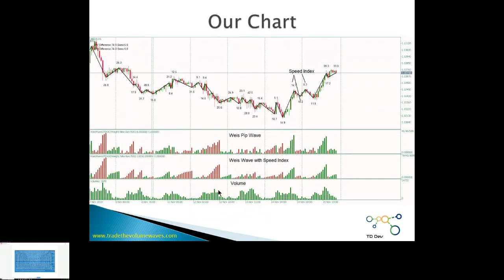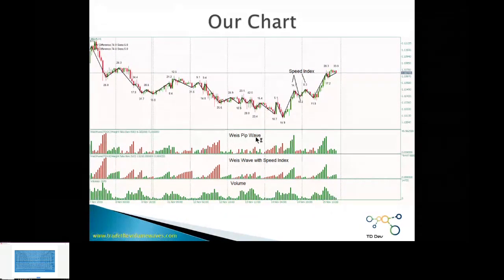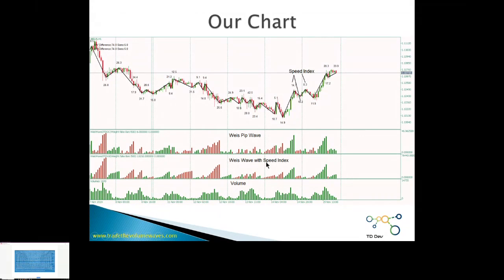So our chart when trading will look something like this. This is the price chart. This is the Weis PIB wave. This is the Weis wave. So here we're measuring the distance. So it's this distance here, cumulative. So we moved that far on this down wave. And here on the Weis wave with speed index, we're measuring the volume needed. So we're adding all these volumes down here.